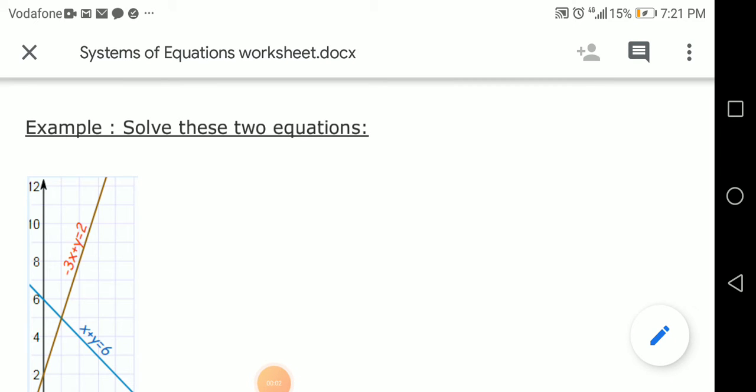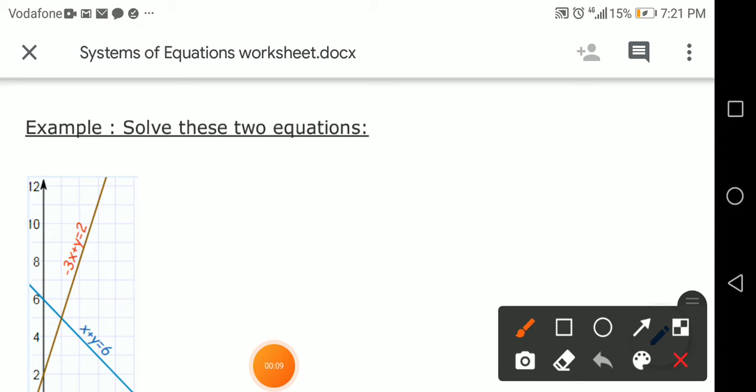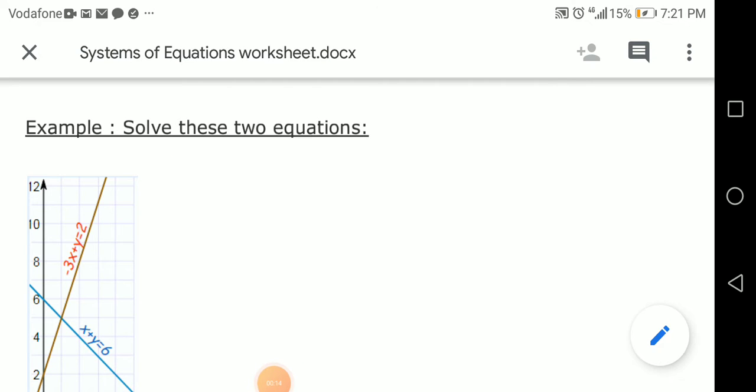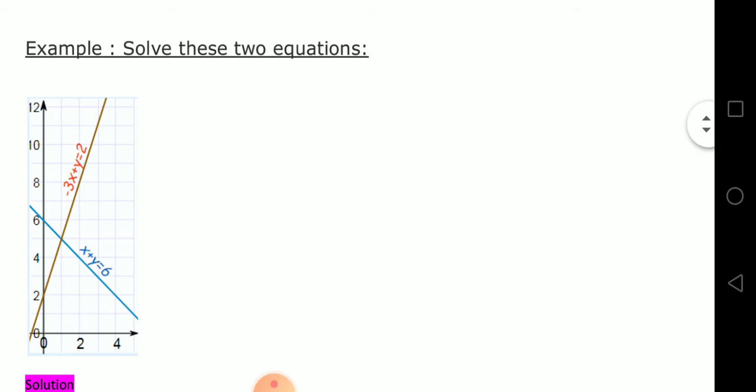I hope you're fine. Today we are going to talk about systems of equations. So we have this example, as you see. Solve these two equations. Here it's given a graph. We have this graph, and it asks me to solve these two equations.